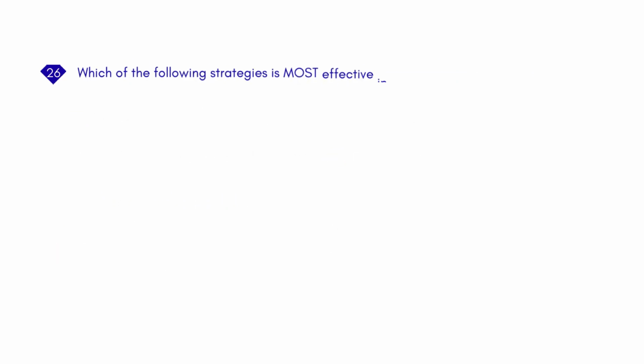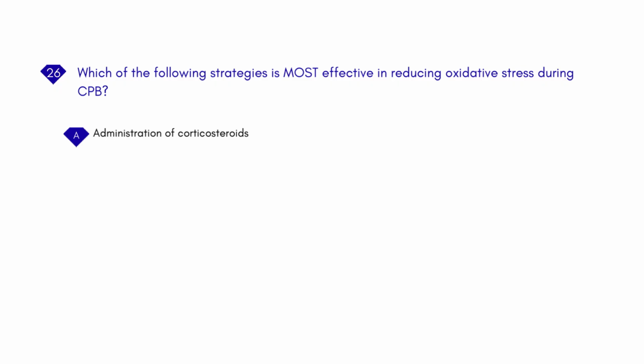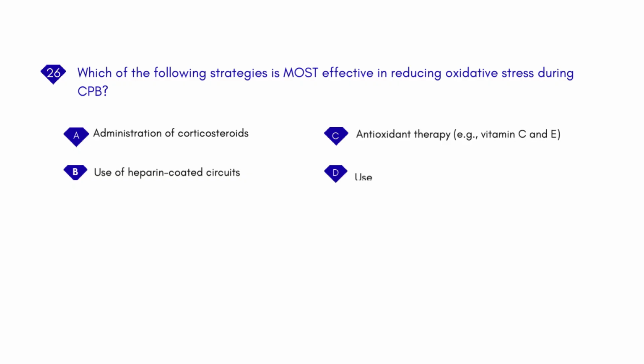Which of the following strategies is most effective in reducing oxidative stress during CPB? A. Administration of corticosteroids. B. Use of heparin-coated circuits. C. Antioxidant therapy, e.g., vitamin C and E. D. Use of low-dose diuretics.